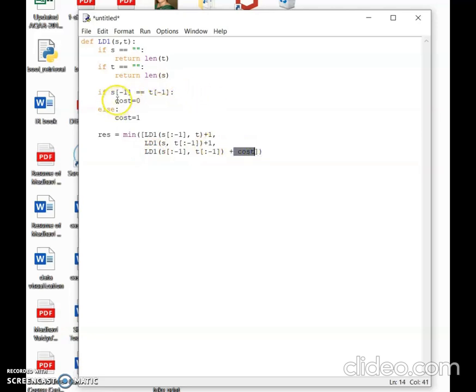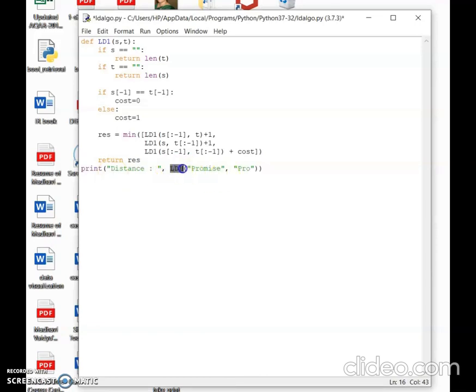The cost would be nothing but either 0 or maybe 1, because if the second last characters of both the strings are not the same, then it would be 0, otherwise 1. So it is going to get calculated, and then we are going to return the value of result. Now I have to print that Levenshtein distance in the function.